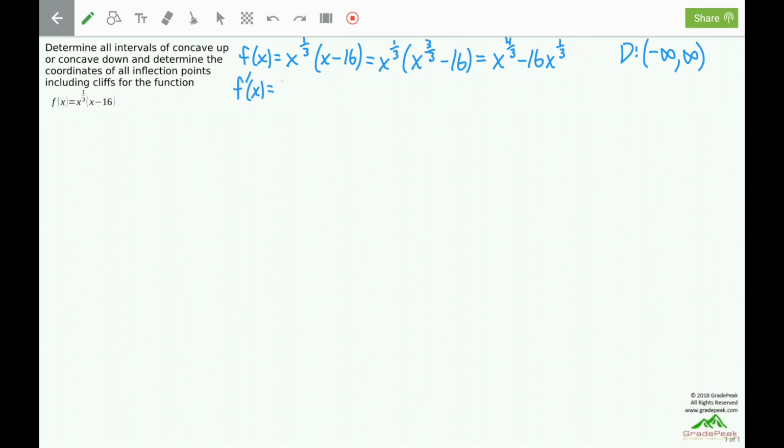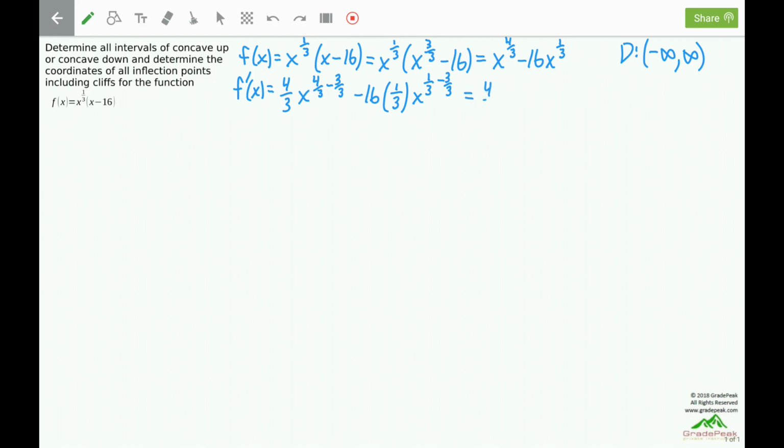F prime of x equals, the first term is power rule, bring the power down, leave the inside alone, subtract 1 from the power, I will call that 3/3, and then multiply by the derivative of the inside. Each of these insides is just x, the derivative of x is a 1 for the chain rule, so no need to write it. The second term we have a negative 16, we will bring the power 1/3 down, and we will subtract 1 from that power, which again I will call 3/3.